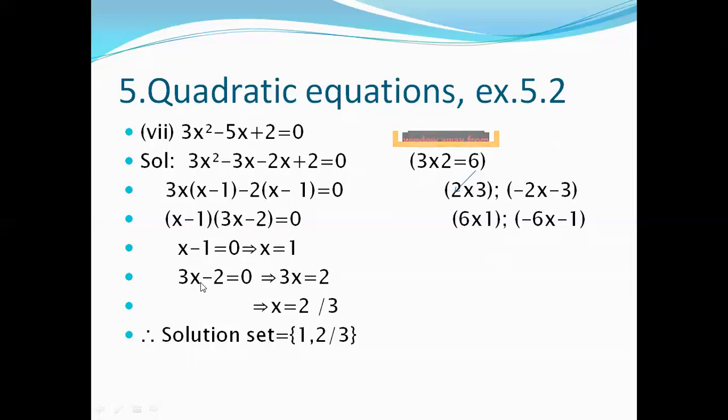Transpose 1 to that side. 3x minus 2 is equal to 0. Then 3x is equal to 2. Then x is equal to what will we get? 2 by 3. Therefore, the solution set is 1 comma 2 by 3.